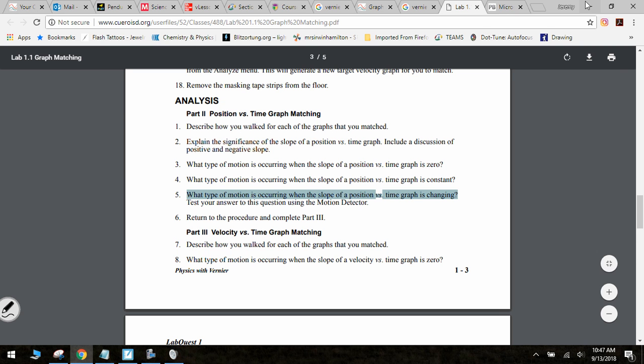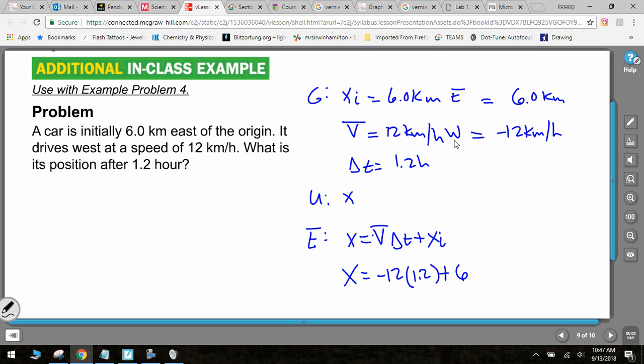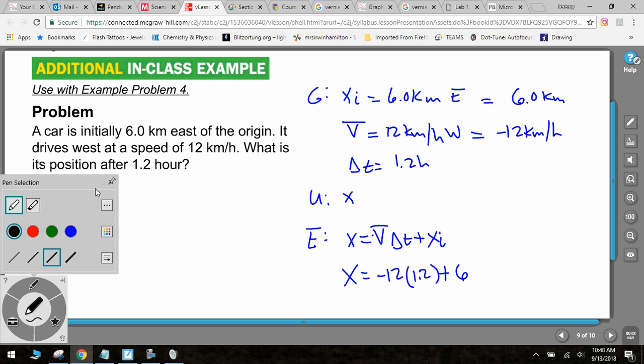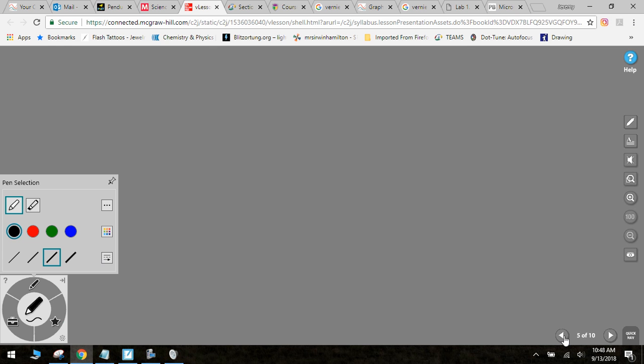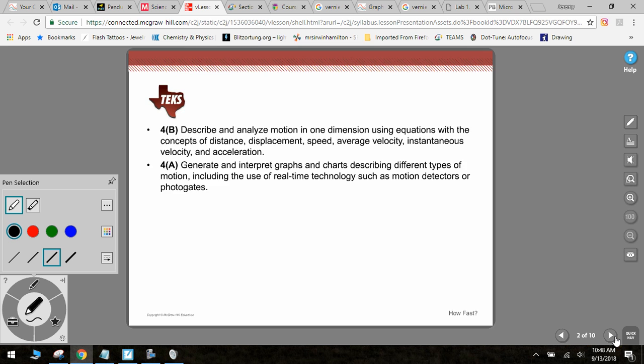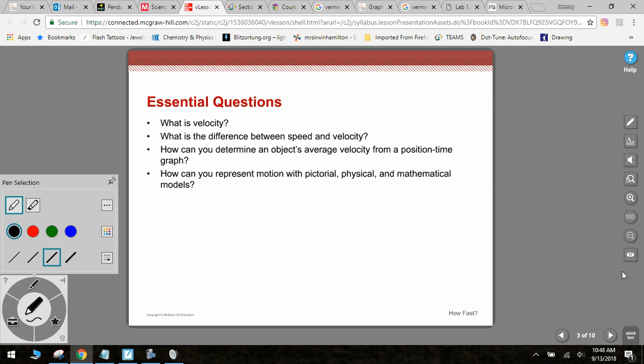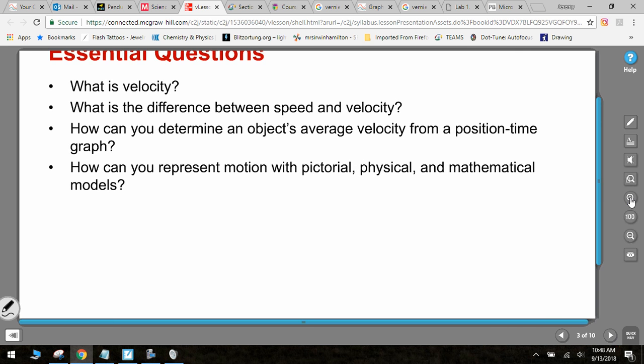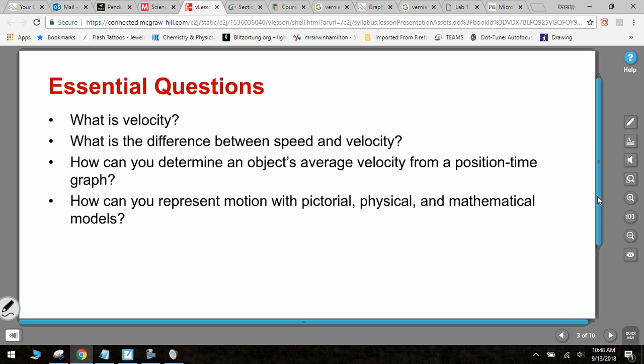Okay, so now we're going to go on to our notes for the day. So what we're going to do is I'm going to open up the essential questions, and I'm going to give y'all a couple minutes to copy them down. Make sure that you're putting these in your notebook. This is Chapter 2, Section 4. We are talking about how fast something is. So, like I said, I'm going to go ahead and give y'all a couple minutes right here.